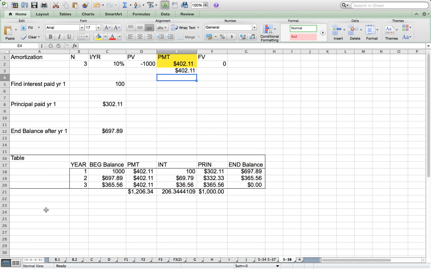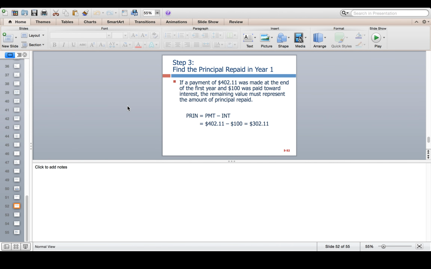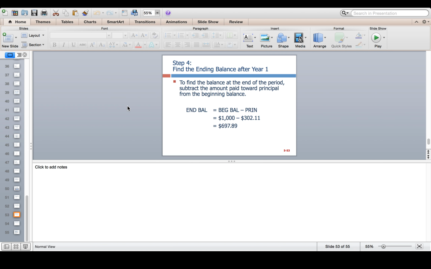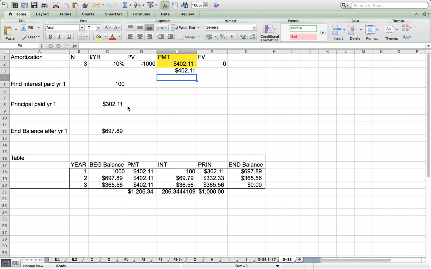So we put all of the above in the amortization table. We take that 302 and subtract it from our beginning balance of 1,000. So here's our beginning balance down here. We calculated our total payment of 402. We know that 100 of that goes to interest, and 302 goes to principal. Therefore, our ending balance is $697.89.